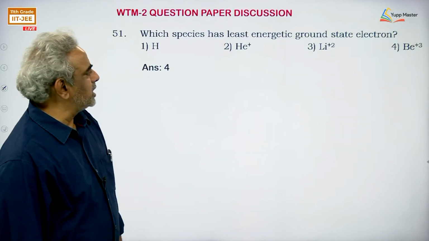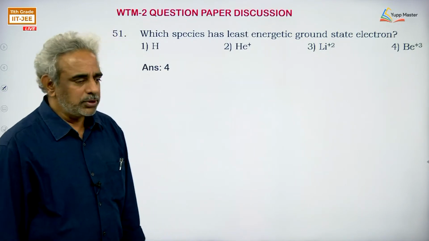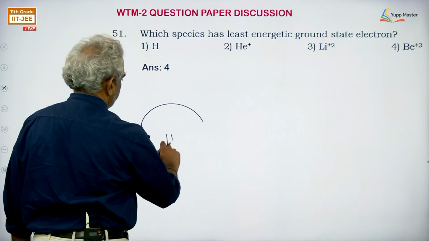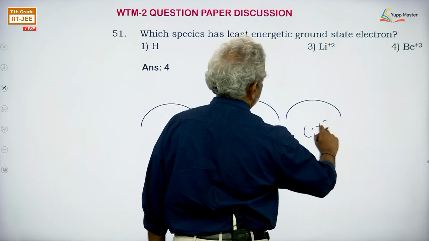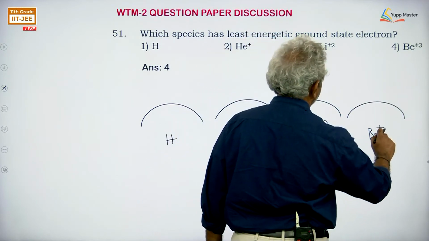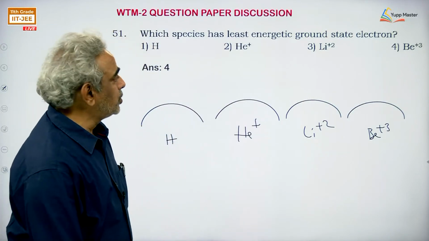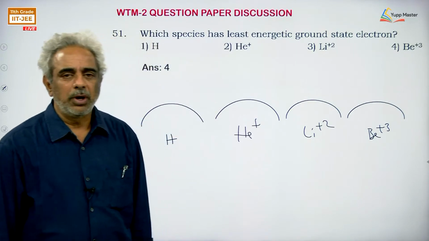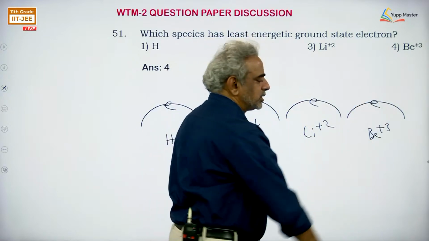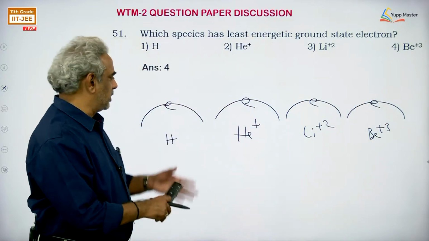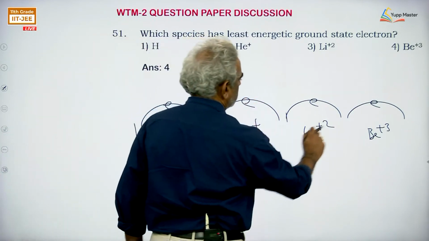Which species has the least energetic ground state electron? Four species are given: hydrogen, helium plus, lithium plus 2, and beryllium plus 3. Try to understand the question very clearly. Least energetic ground state electron. Ground state means what? Every electron in its least possible state is called its ground state. That means first orbit, first orbit, first orbit, first orbit.